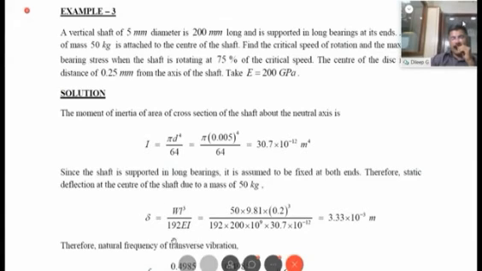Delta is WLQ/192EI for a fixed beam or a fixed shaft. Delta you already found out. It's 3.33 into 10 raised to -3 because you are given W as 50 into 9.81, L is 0.2 meter, the whole cube, 1 into E. E is given as 200 gigapascal, that is 200 into 10 raised to 9 Pascal, meaning Newton per meter square. That is an SI system. And this 30.7 into 10 raised to -12 is I. So you will get 3.33 into 10 raised to -3 meter or 3.33 millimeter. That is the central deflection due to weight 50 into 9.8.